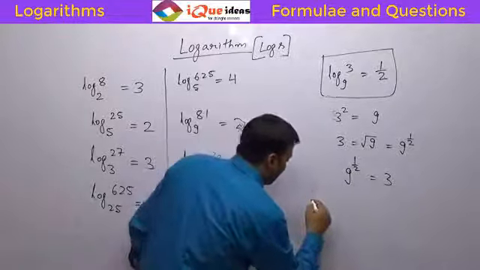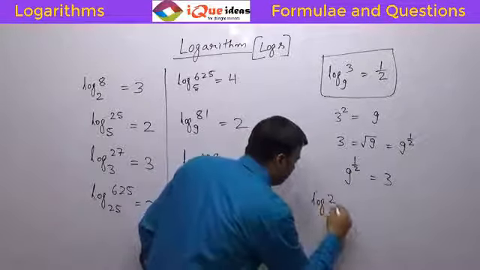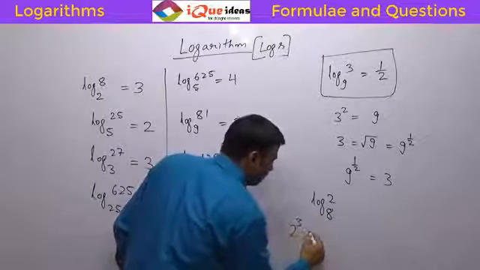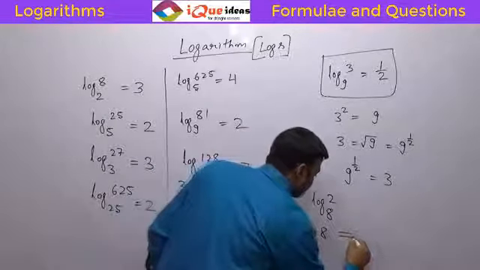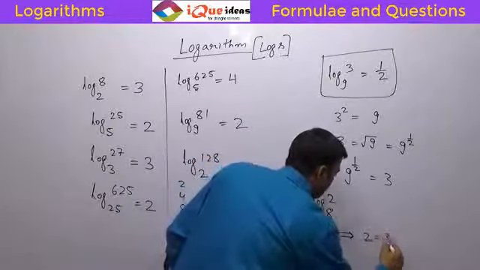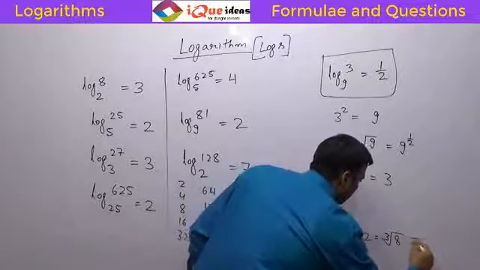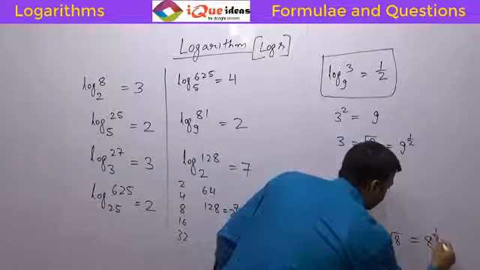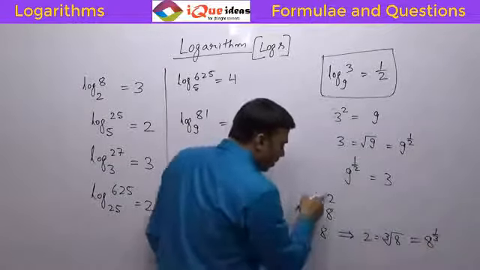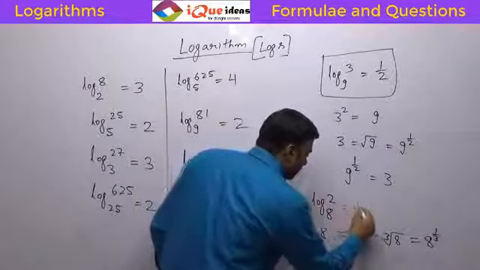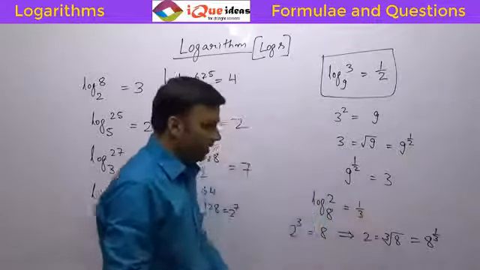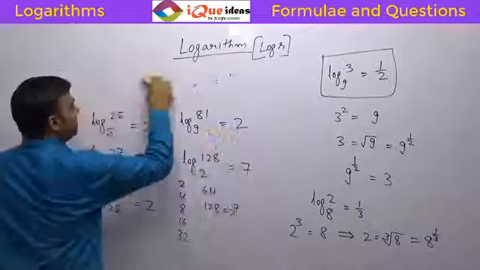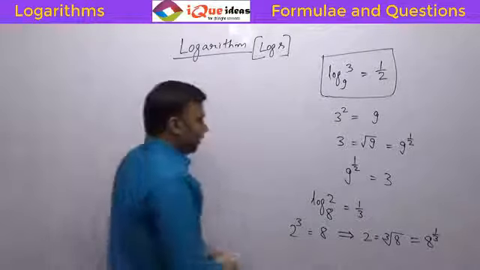Let's take another one. If I have log of 2 to the base 8. Now we know that 2 to the power 3 is equal to 8. That means 2 is equal to cube root of 8, and cube root of 8 in terms of power is written as 8 to the power 1 by 3. So log of 2 to the base 8 will be equal to 1 by 3. Alright. So there can be some fraction powers also. Now there can be some negative powers also.